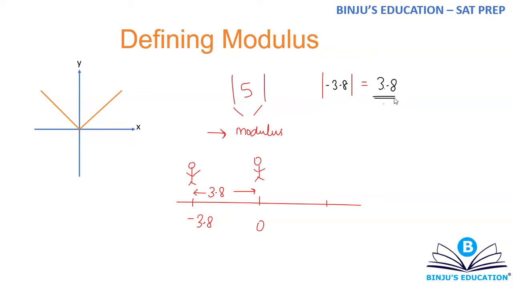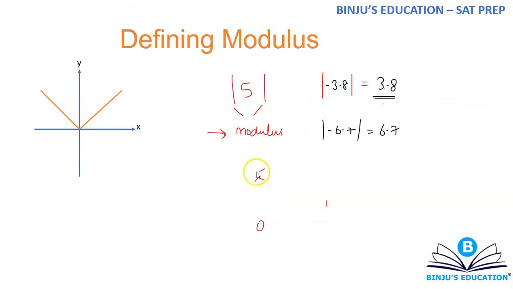So what is the result of modulus of 5.2? 5.2. What is modulus of 6.7? Let's take it to be minus 6.7. The result is 6.7. So this is how you basically define modulus as a distance on a number line. Now, whenever we talk about this term distance, since distance is 0 or positive, hence the result of modulus is 0 or greater than 0.